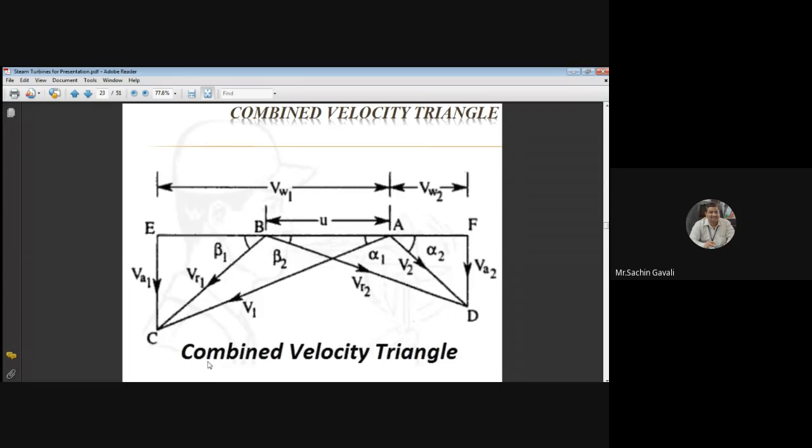Then the relative velocity difference, now this is U, and the remaining component is going to be U. So this is going to be the inlet velocity triangle, and this is going to be the outlet velocity triangle.